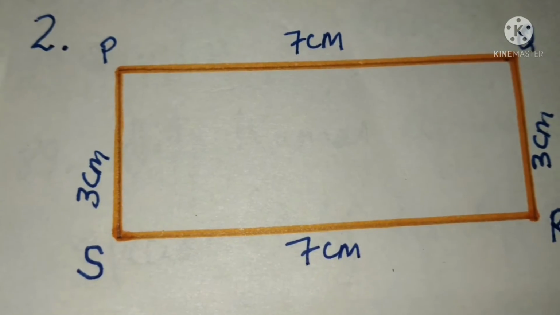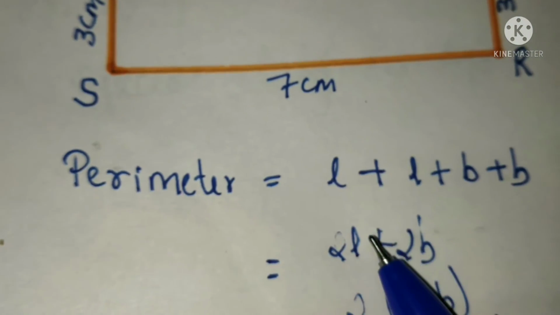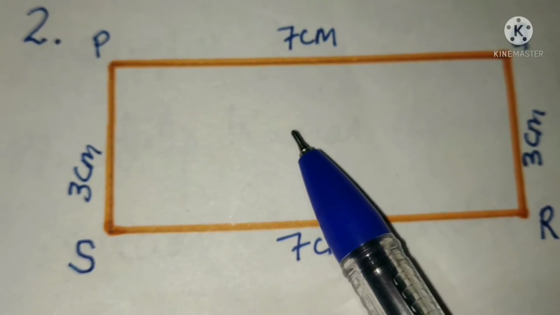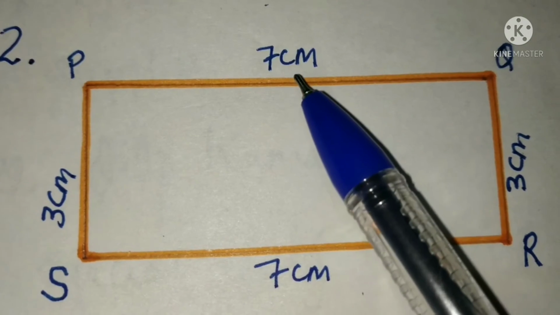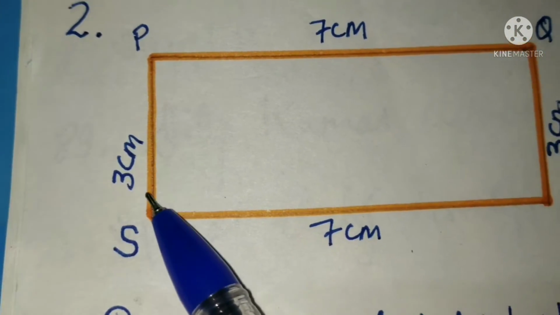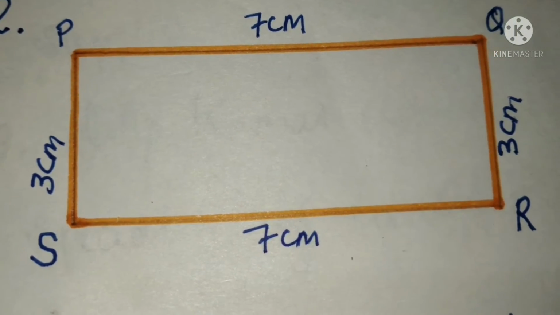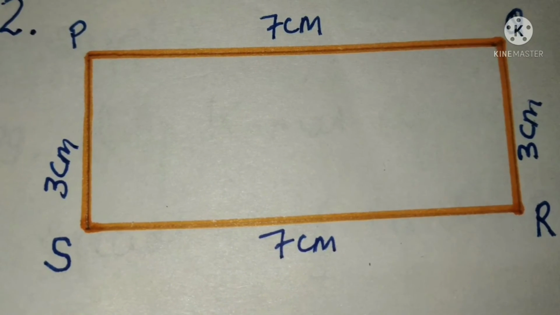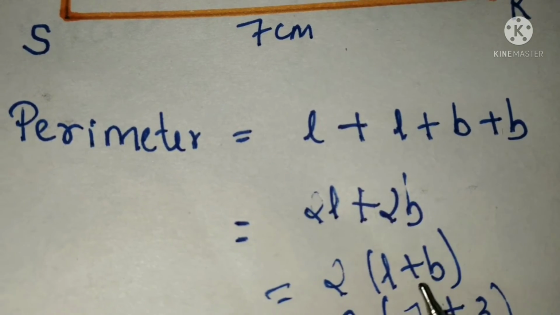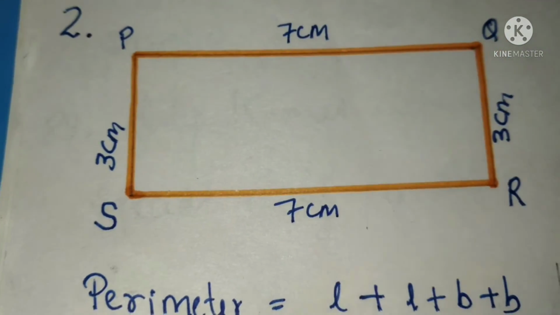Or we can also get the perimeter of this rectangle by simply adding the lengths of all the sides. If you don't want to use the formula, you can simply add the length of all the sides of the rectangle. You will get the perimeter of this rectangle. So now let's do it. So 7 plus 3 is 10, and 10 plus 7 is 17, and 17 plus 3 is 20. So the perimeter of this rectangle is 20 centimeter. So by simply adding the lengths of all the sides of a rectangle, we will get the perimeter of a rectangle. Or if you want to use the formula to find the perimeter of a rectangle, you can use this formula: twice length plus breadth. I think this is clear to you all.